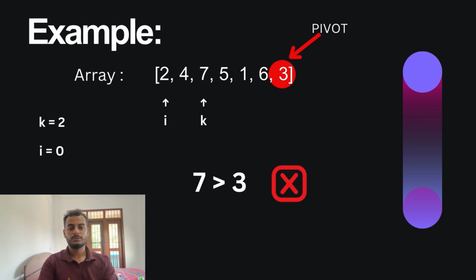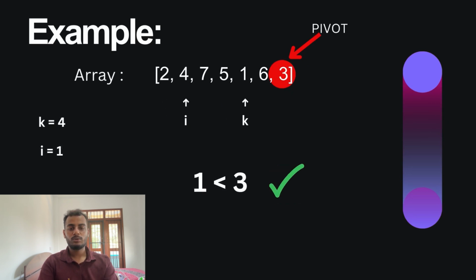K equals 2. Element is 7, which is greater than the pivot 3. No swap, just move to the next k. K equals 3. Element is 5, which is greater than the pivot 3. No swap, just move to the next k. K equals 4. Element is 1, which is less than the pivot 3. Increment I to 1 and swap elements at I equals 1 and k equals 4. Now the new array is 2, 1, 7, 5, 4, 6, 3.